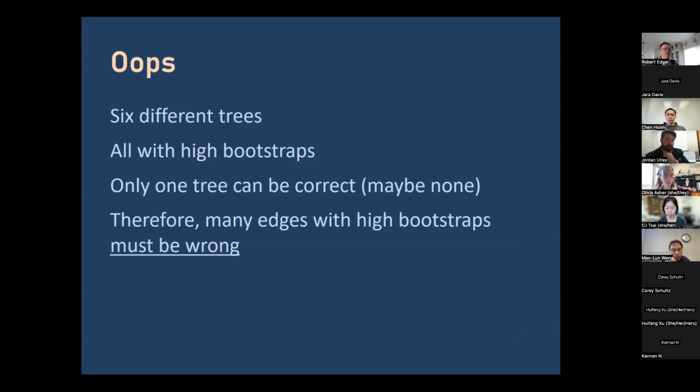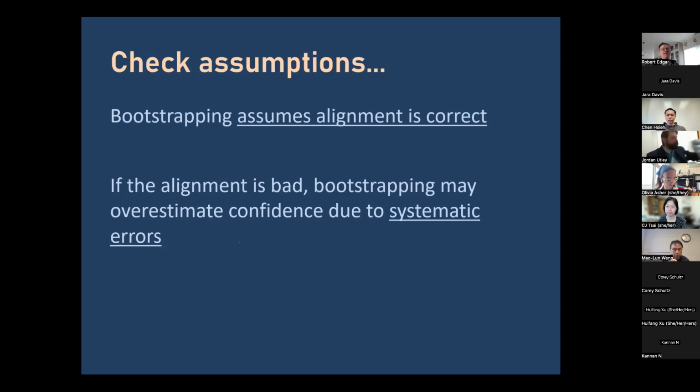So we need to go back and check our assumptions here, because the conventional assumptions about how to do this are simply not working. And the answer here is that bootstrapping assumes the alignment is correct. So typically, you make a tree, you see the high bootstraps, you think, okay, everything's working okay. But bootstrap is not a test of whether your alignment is good enough to make the tree. It assumes that the alignment is correct and then asks, is there enough information in the alignment to make the tree? But if there are systematic errors in the alignment, you have a problem.